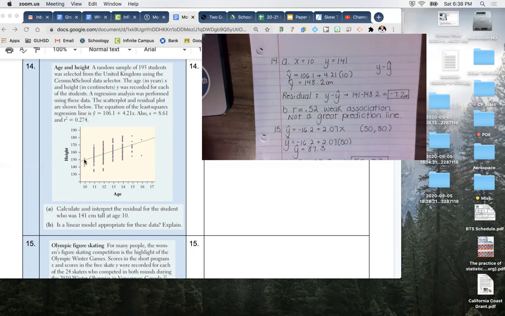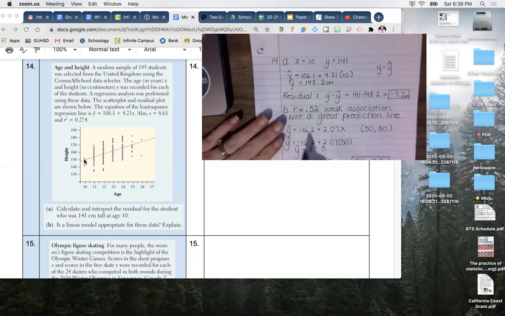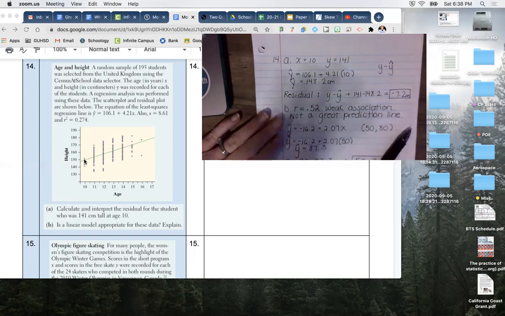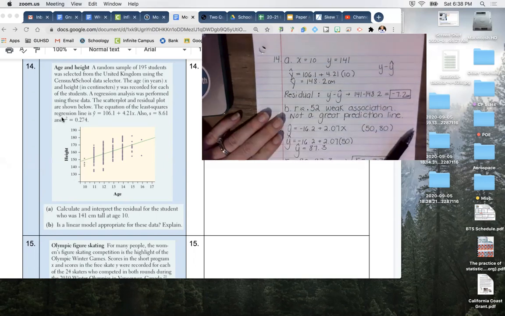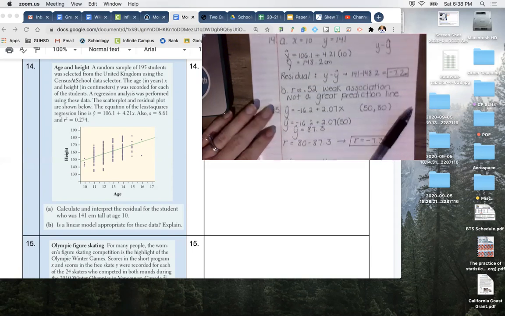In B, it asks for the R value. Well, it actually asks, is a linear model appropriate? I can see the R squared value right here, R squared. So what I did is I took the square root of 0.274, and I ended up with an R value of 0.52. That is going to be a weak association. So I'm going to tell you now, this is not going to be a great prediction line. That's a weak prediction line.